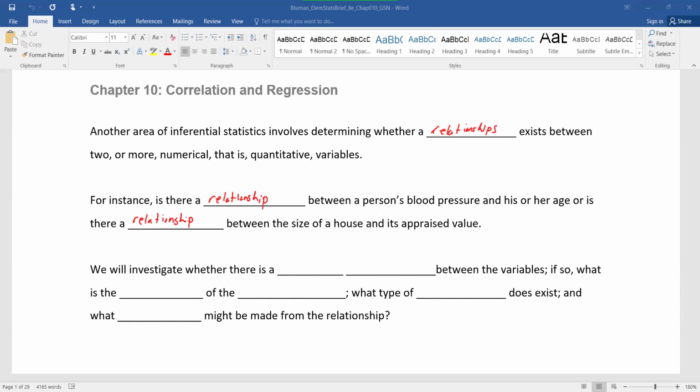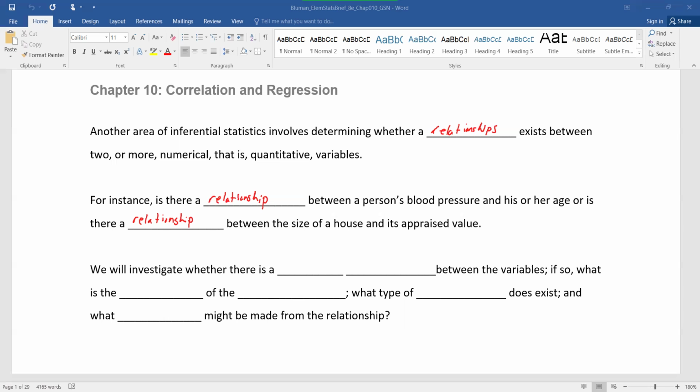Obviously, these two answers are what? Yes, you could probably argue the blood pressure and age, because you could find some outliers that are pretty high up there but have really good blood pressure, and some people that are real young that have really high blood pressure. Same thing with the house and appraised value, depending on what county you're in. You could have a really big house here in Texas for like 300,000, but a one bedroom apartment in California is also 300,000. So it depends on location. You could argue these cases, but in general I feel like they both would have a relationship.